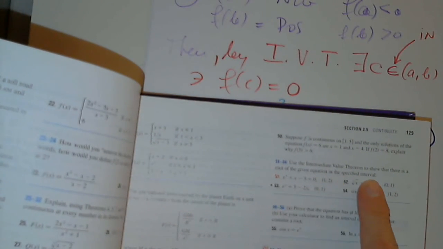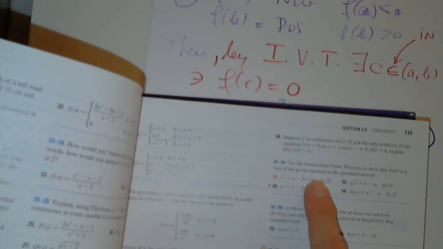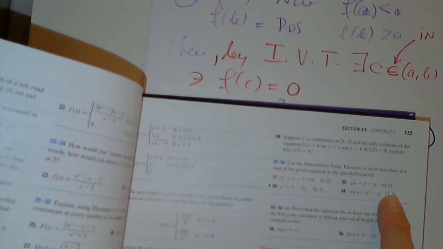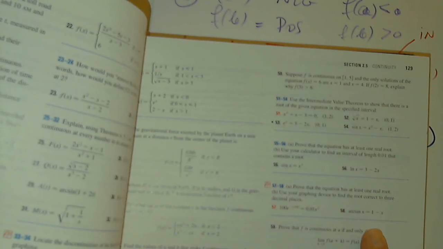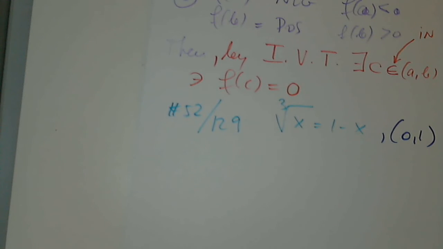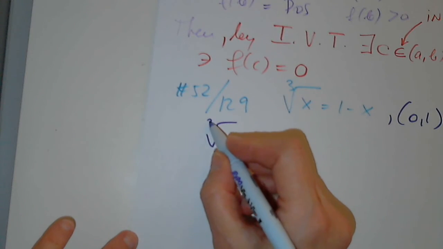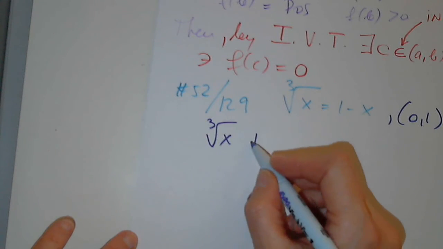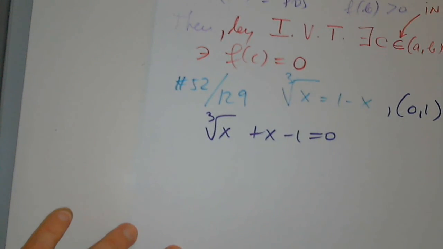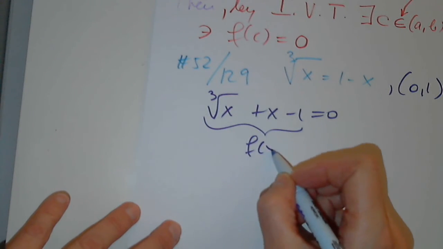It says, use the intermediate value theorem to show that there is a root or a solution of the given equation in a specified interval. But in general, we will not be given the interval. And I'll show you how to determine it. Okay, so first of all, I have to create a function. Creating a function means moving everything to one side and setting it equal to 0, of course. This is our function f of x.